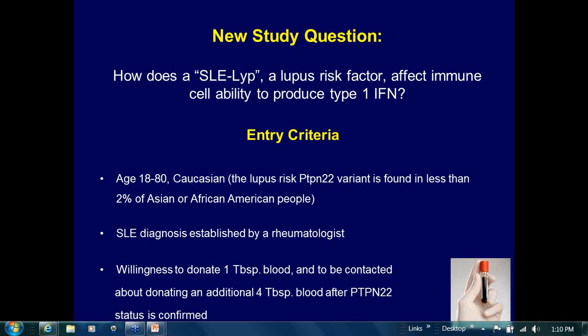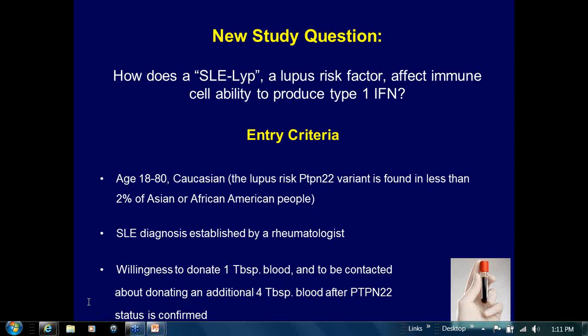What are we looking for? We are seeking lupus patients. They can be ages 18 to 80. They should be female, and they should be Caucasian. As I said, this is not because of racism. This is because the lupus gene variant is found in only a very small fraction of Asian or African American people who incidentally get lupus, of course. But we think that the mechanism of lupus may be very different in these patients because of this PTPN22 study.